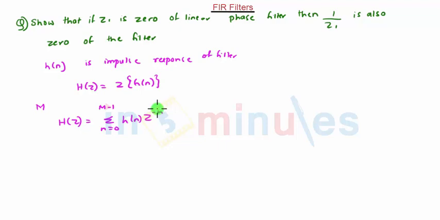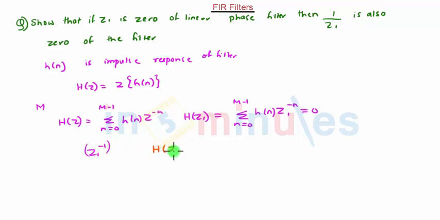Now z1 is a 0, it is given to us. So if we substitute here, H of z1 is equal to summation n is equal to 0 to capital M minus 1 h of n z1 raised to minus n is equal to 0. Now we have to show that 1 by z1, or say z1 raised to minus 1, is also a 0 of H of z. So let us substitute this term.